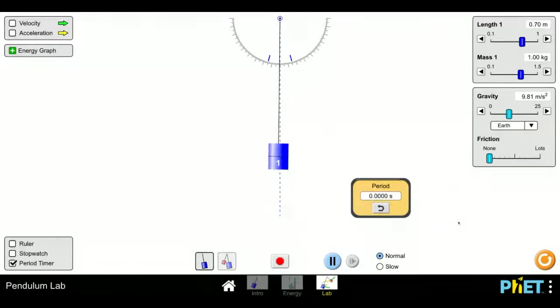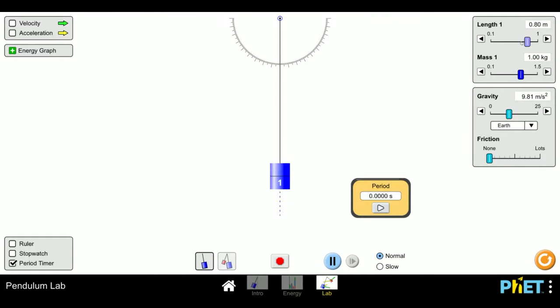So this is the period timer, which tells me the time it takes for one complete cycle, which is back and forth and back again. All right, and it draws it out. So that was about 1.6856 seconds. Okay, and then I can stop it. And now I can change my length.